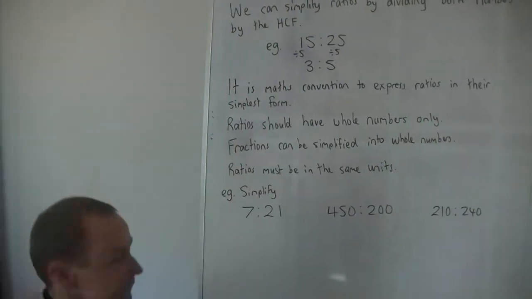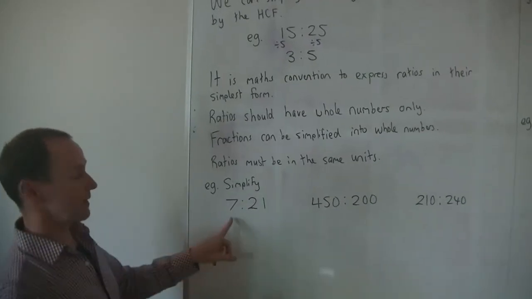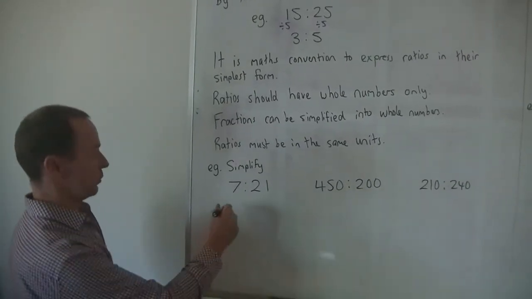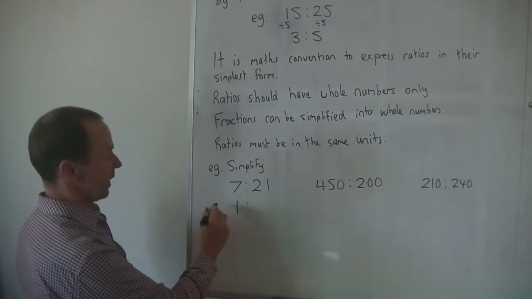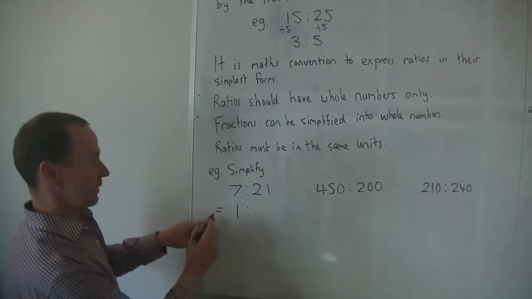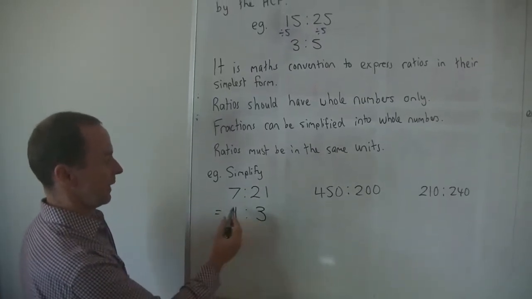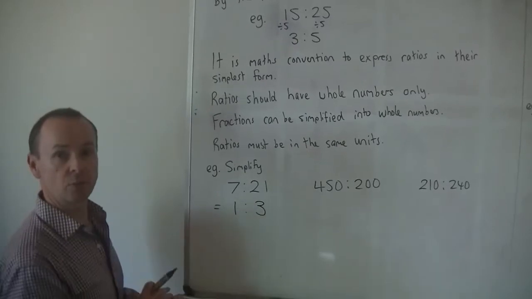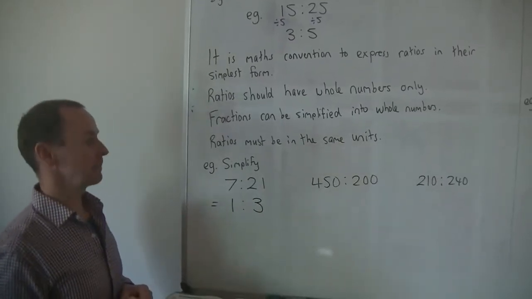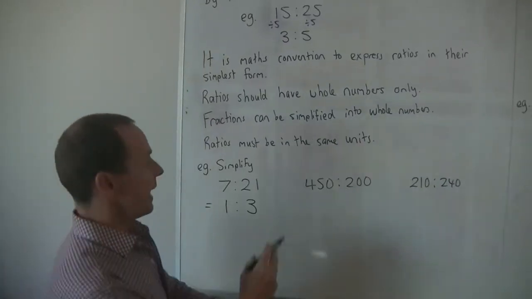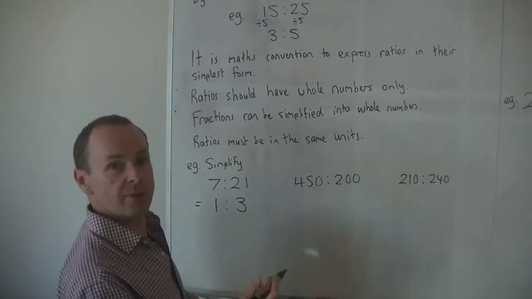So we look for the highest common factor. 7 and 21, 7 goes into both. I know my times tables, so I can simplify that. I'm going to write down an equal sign there, so it's nice and neat. 1 to 3. So I've divided both numbers by 7, which is the highest common factor. Excellent.